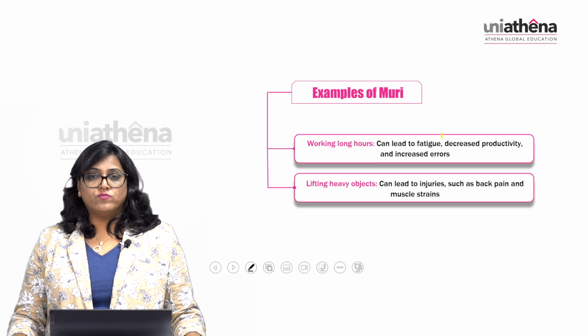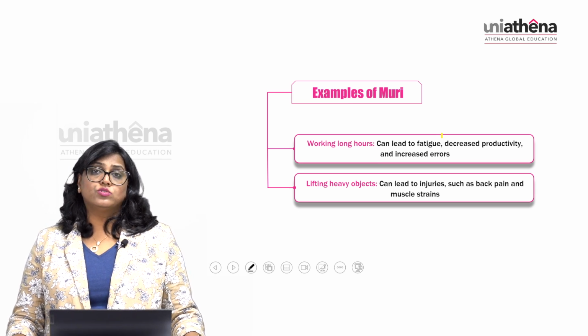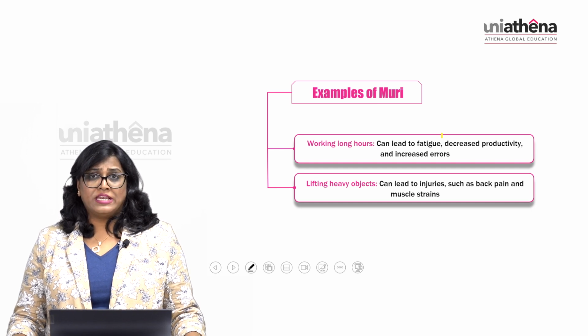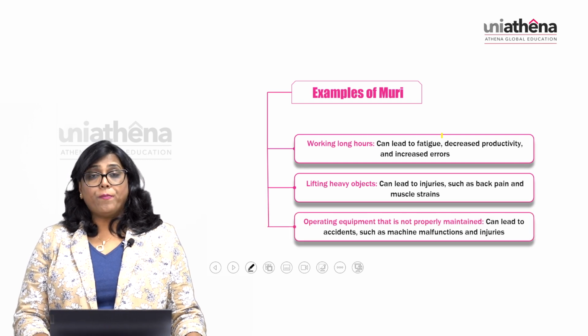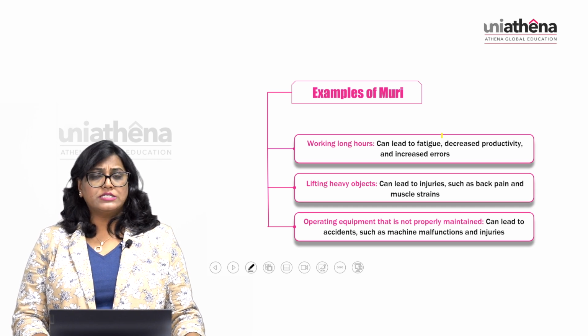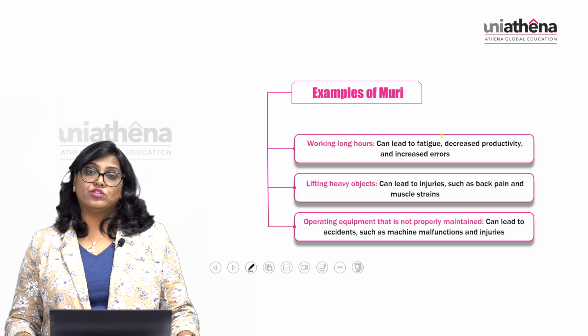Lifting heavy objects, when you don't have the proper equipment and tools to aid you in the process of shifting material, can hurt your limbs, your back, cause muscle strains, spasms, and can lead to serious injuries as well. Operating equipment that is not maintained on a continuous basis, the machines can malfunction and this can cause an injury. Sometimes these injuries could be so fatal that they could cause permanent damage to the employee.